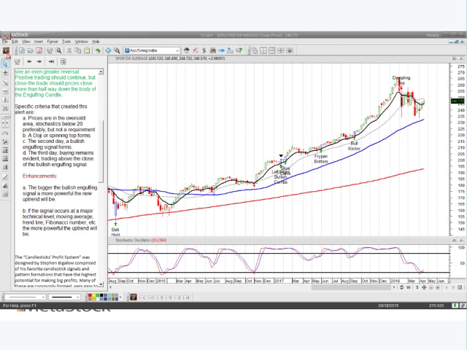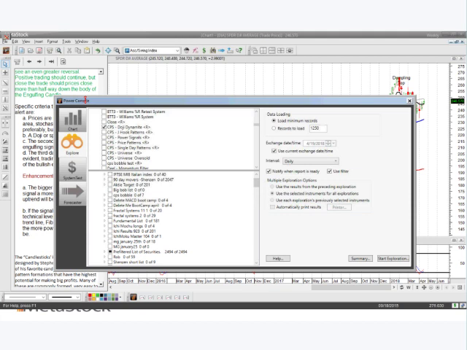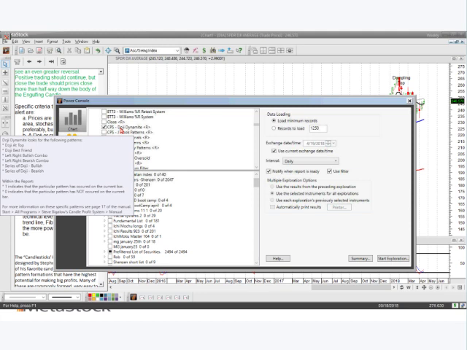Let me go ahead and open up what we call Power Console in MetaStock. And there's a few things. We're going to talk a little bit about scanning today. There's quite a few scans that are pre-built in here for you. And if I hover over them, it'll tell me exactly what that scan is looking for.